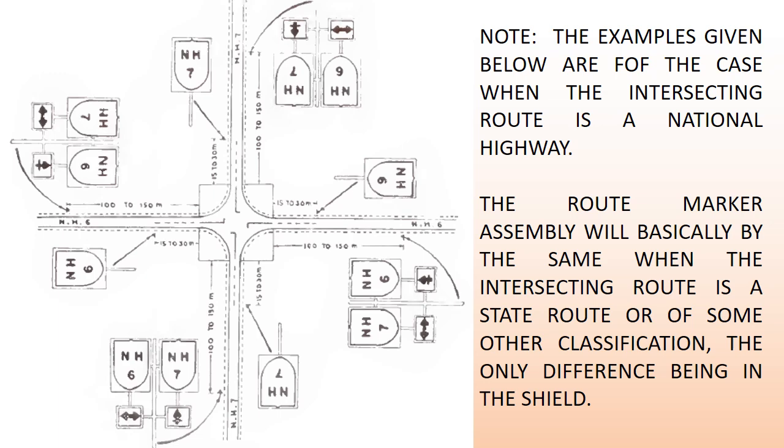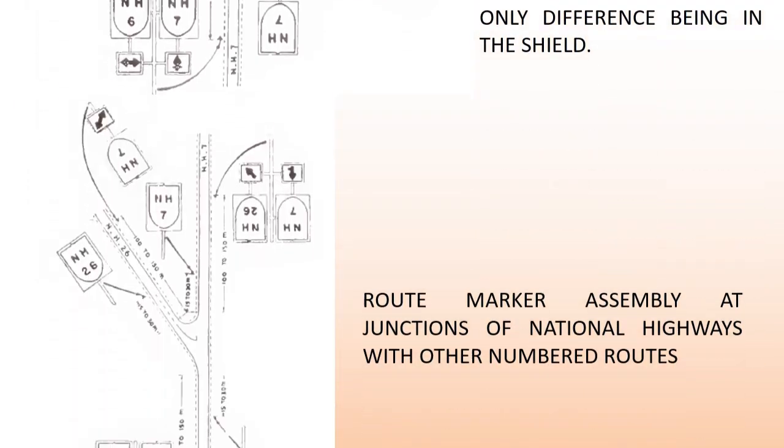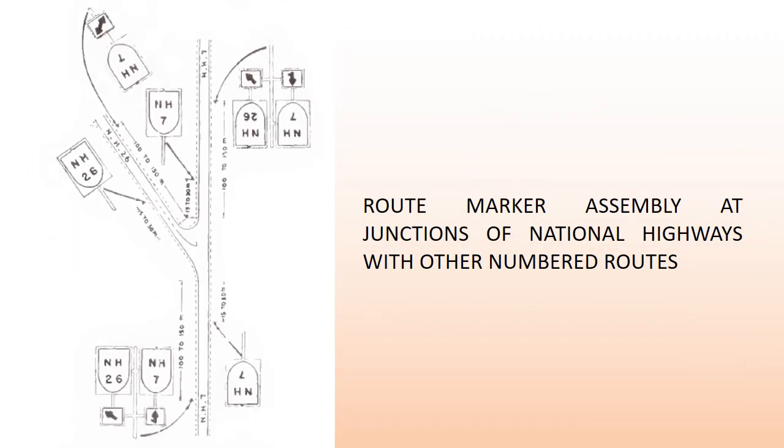Note, the examples given below are the case when the intersecting route is a national highway. The route marker assembly will basically be the same when the intersecting route is a state route or of some other classification, the only difference being in the shield. Route marker assembly at junctions of national highways with other numbered routes.